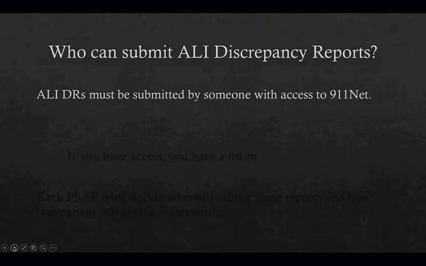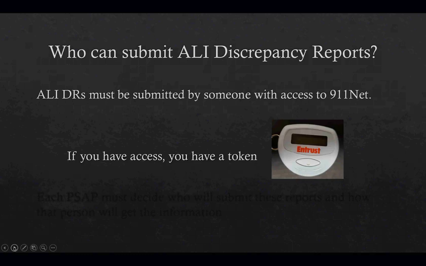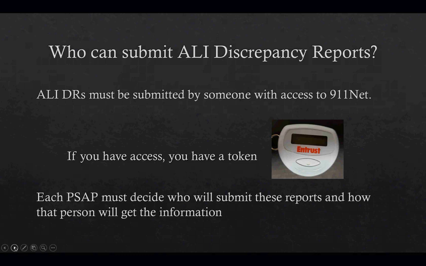So ALI DRs actually have to be submitted by someone with access to 911 Net. And if you have access, you have a token that looks like this. For a whole lot of people, a GIS vendor either has a token or is the person that handles a whole lot of MSAG work for them. And you really need to have a chat with them before you just assume that they will be able to do these ALI discrepancy reports for you.